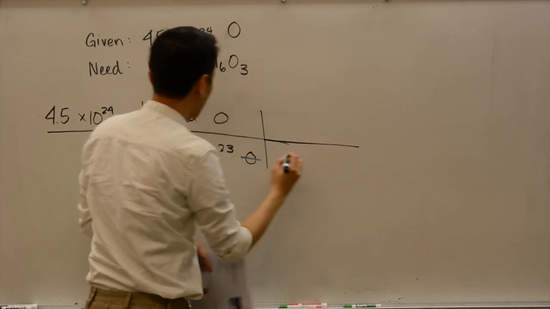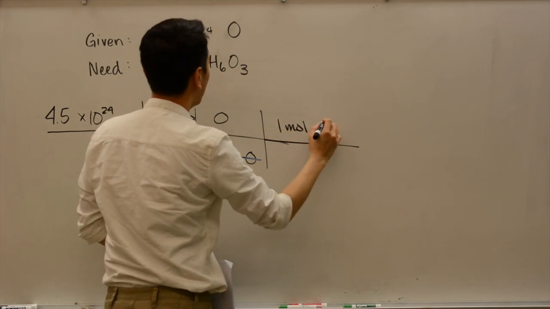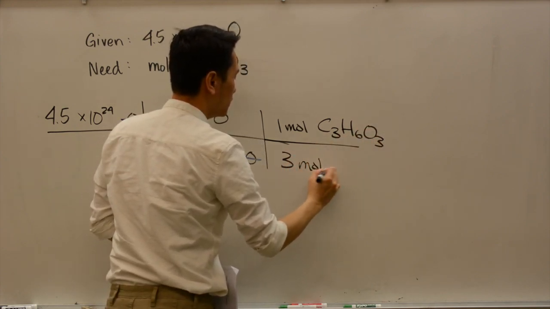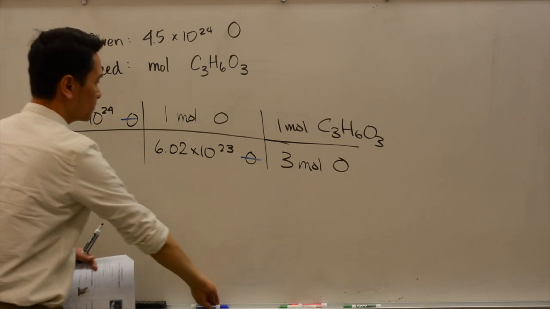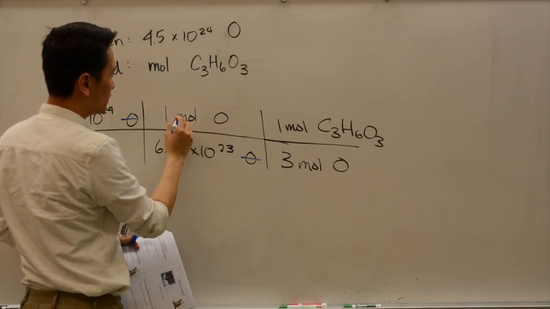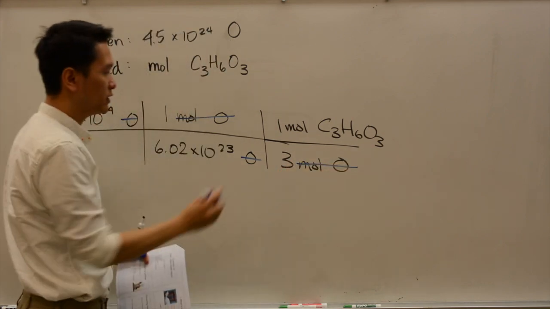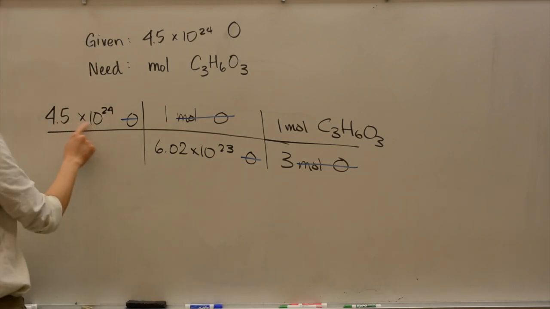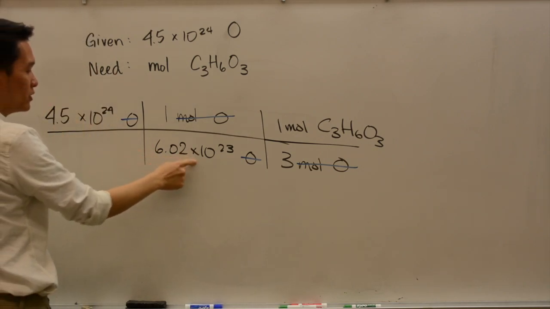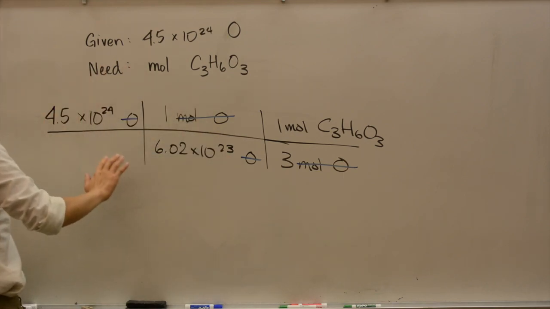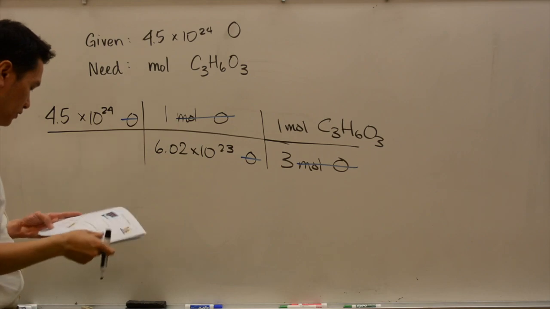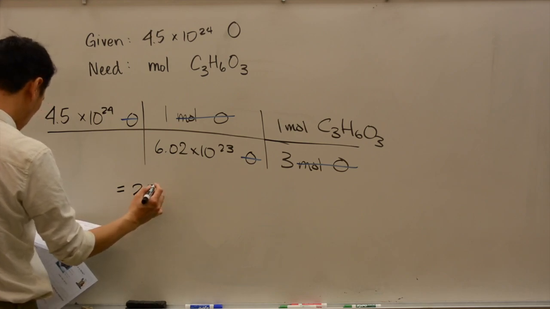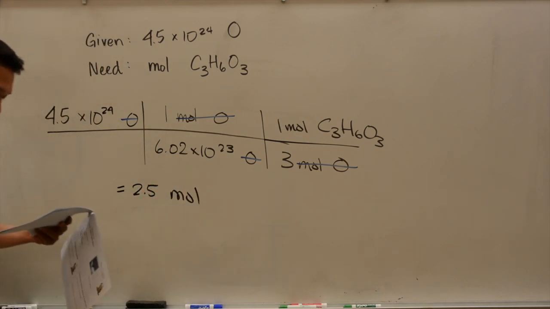So same thing with moles. For every 1 mole of lactic acid, there are 3 moles of oxygen. Okay, so doing cancellation here, moles of oxygen goes away with moles of oxygen, giving you moles of lactic acid at the end. Okay? So it's 4.5 times 10 to the 24th divided by 6.02 times 10 to the 23rd, that divided by 3 should give you 2.5 moles, or the answer B.